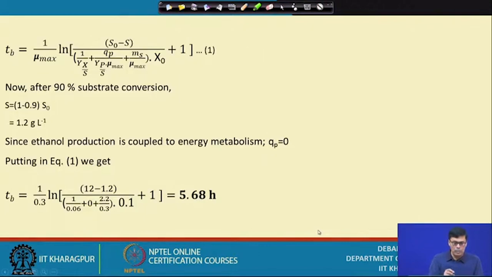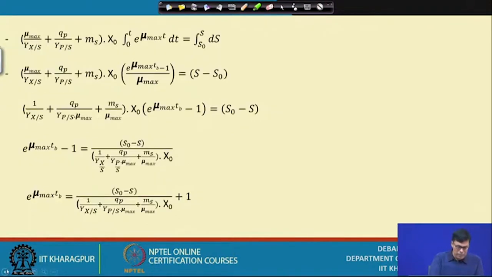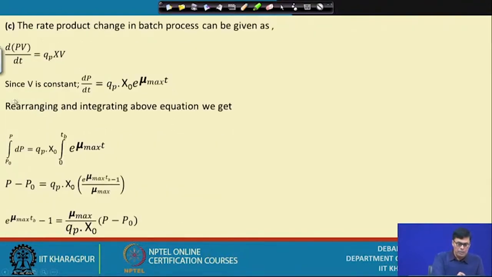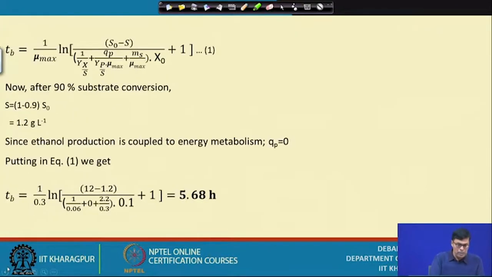Now, if you look at this equation, you can divide by TB and easily calculate TB equal to 1 by mu max times ln of this value. Then for 90% of substrate conversion, what is the S value? That 10% will remain, that is 1 gram per liter.